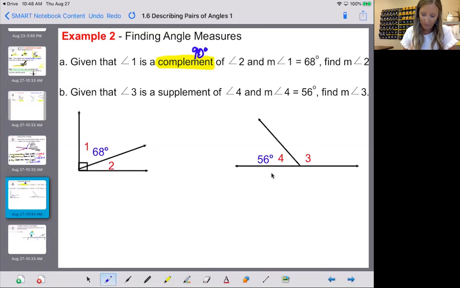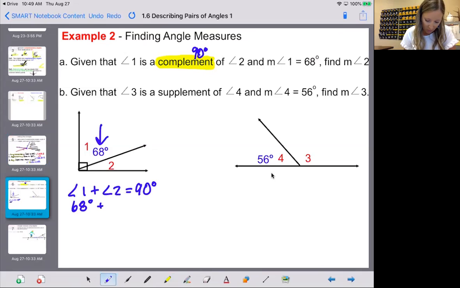So before we even go any farther, I know that angle 1 plus angle 2 equals how much? 90 degrees, because they are complements. It says the measure of angle 1 is 68 degrees. Find the measure of angle 2. So if you look over here in the picture, they told us that angle 1 is 68 degrees. So I'm going to fill that in.